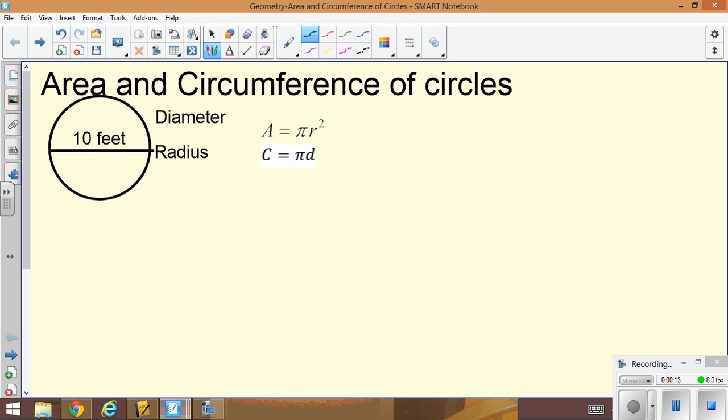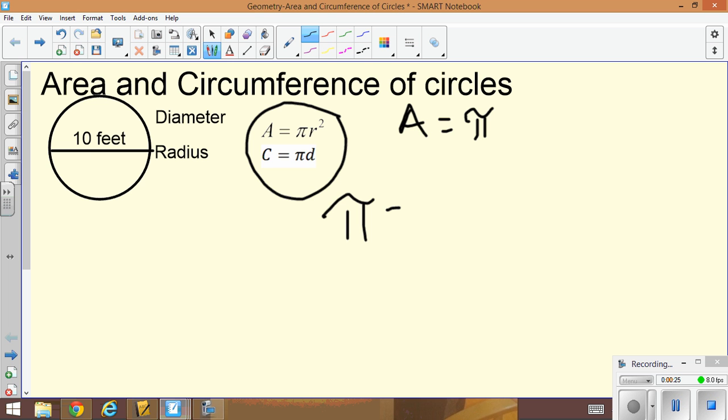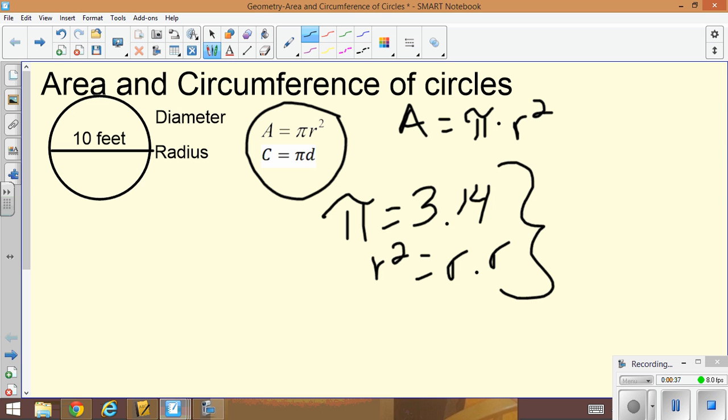Area equals pi r squared. What that means is we're going to find the area of a circle. We take the value of pi, which is 3.14, times r squared, which means r times r. So putting all of this together, we're going to take 3.14 times r times r. And that's how I find the area.